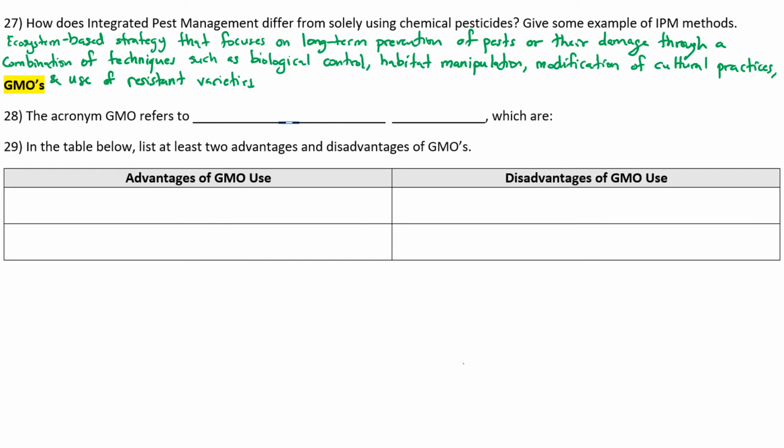28. The acronym GMO refers to genetically modified organisms, which are manipulated in the lab through genetic engineering.